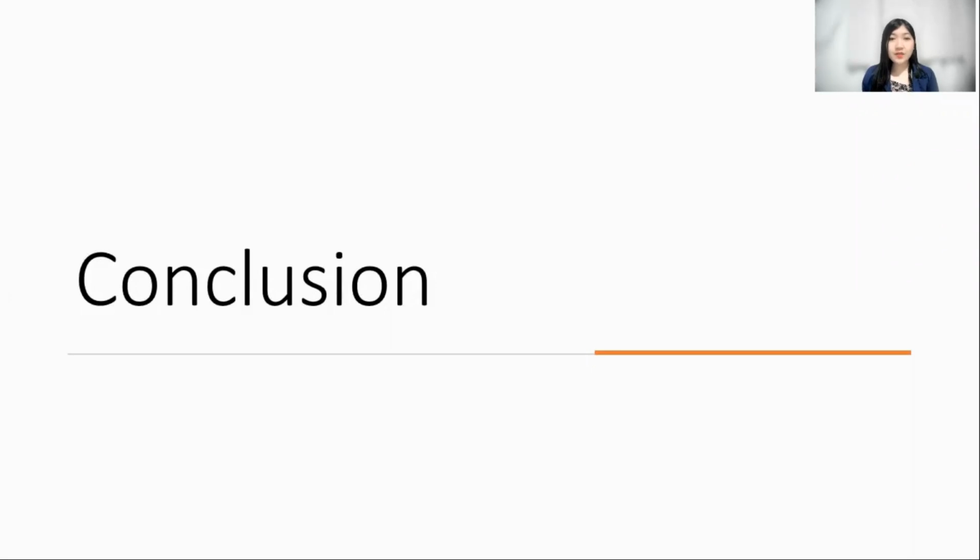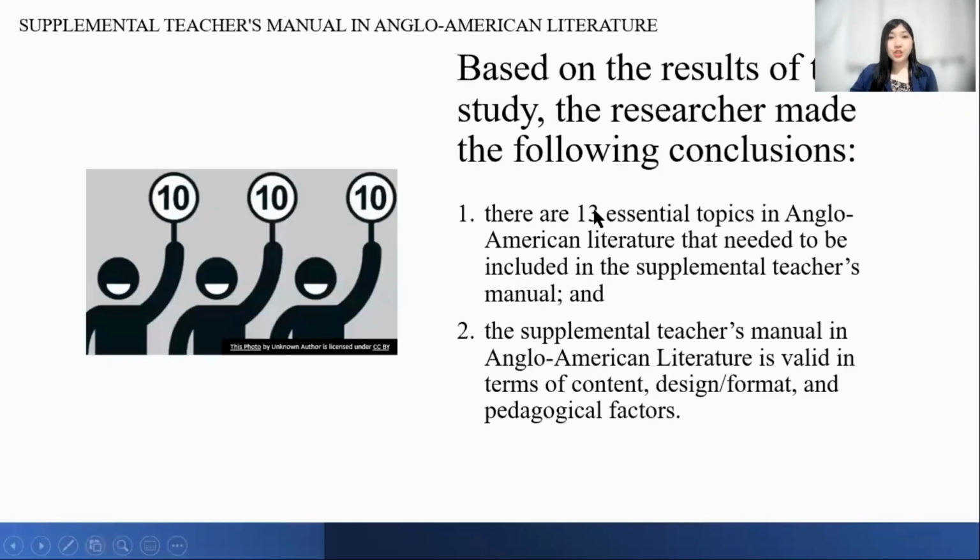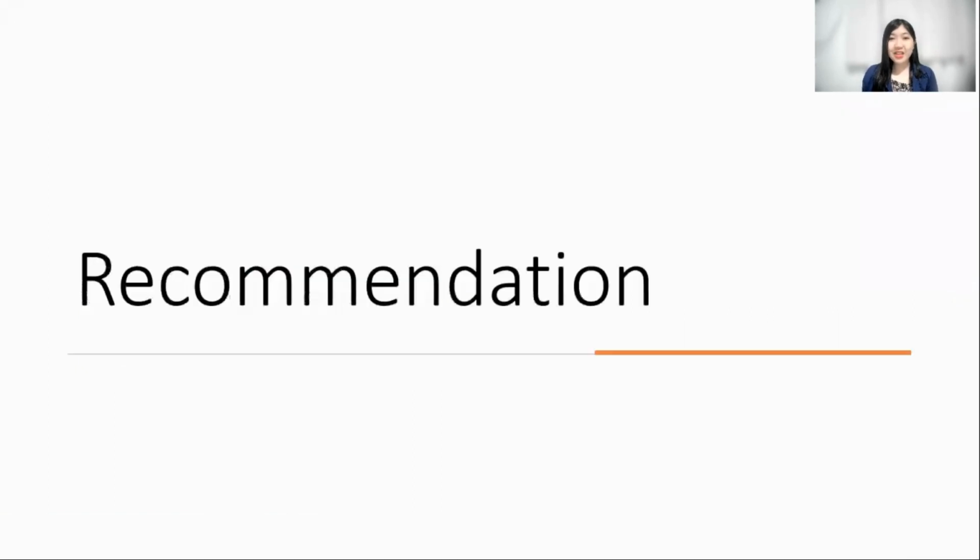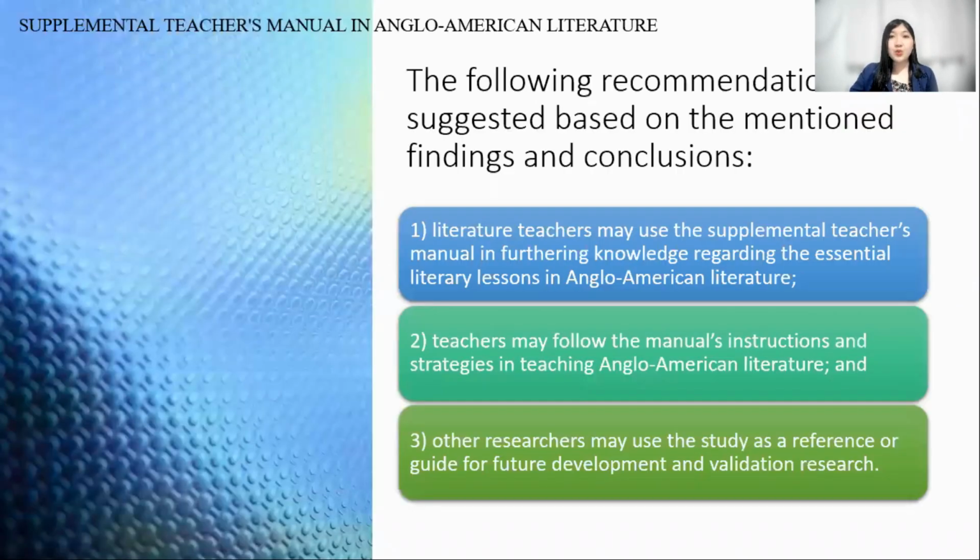Based on the results of the study, the following conclusions were made. Number 1, there are 13 essential topics in Anglo-American literature that needed to be included in the Supplemental Teacher's Manual. And number 2, the Supplemental Teacher's Manual in Anglo-American literature is valid in terms of content, design, format, and pedagogical factors. The following recommendations were also suggested based on the mentioned findings and conclusions.